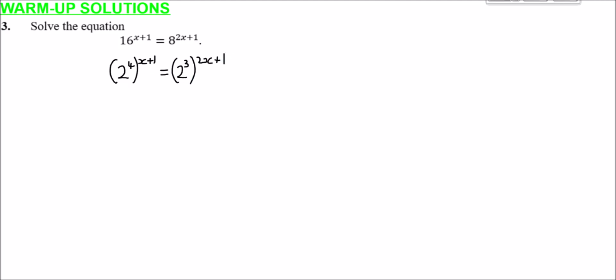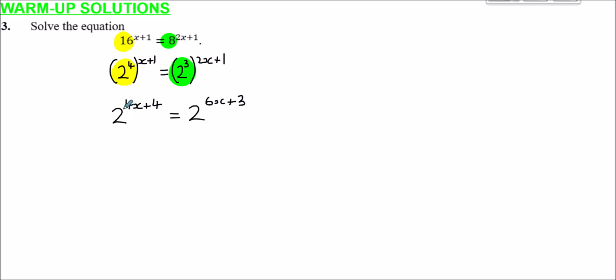So all we've done here is we've just rewritten what 16 is. We've rewritten it as a power of 2, and the same deal with 8. We've rewritten that as a power of 2 as well. Now for each base we can use a power rule and multiply the 4 by the x plus 1. So for the power of 2 we get this the same as 2 to the power of 4x plus 4. And using the same logic for this one over here, if we multiply 2x plus 1 by this power 3, we get that the new power of 2 is equivalent to 6x plus 3.